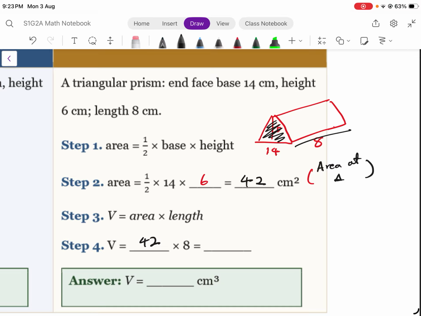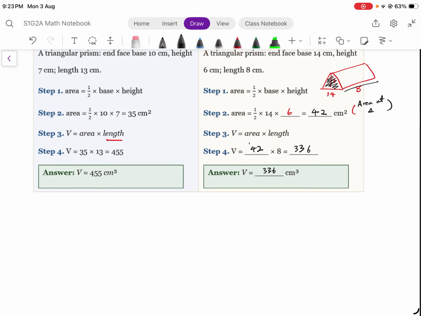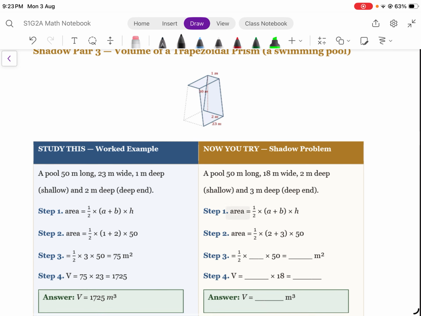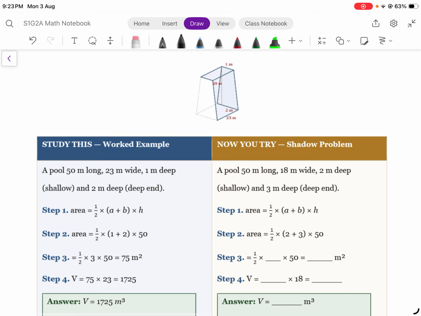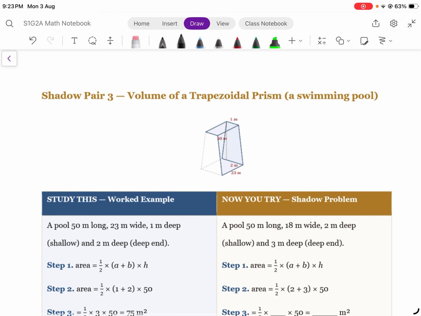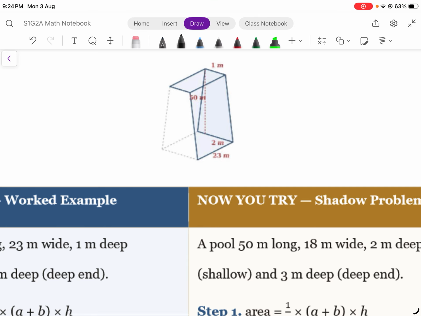So from here we have 16, 32, 33. So my volume is 336. Alright, next one. Now this one is a trapezoid prism. So this is a trapezium here.